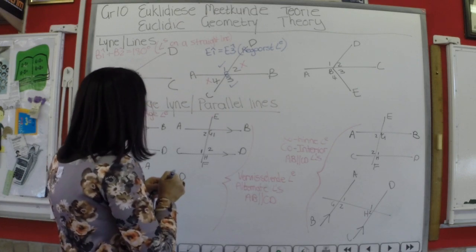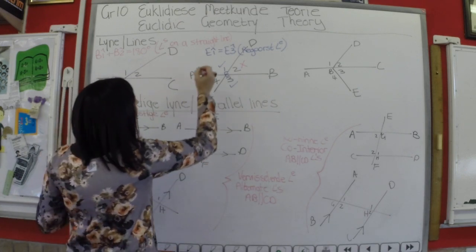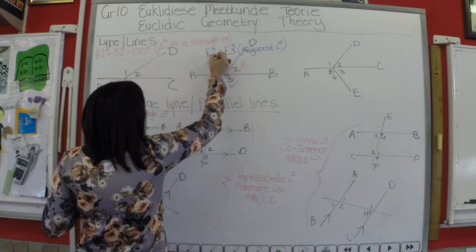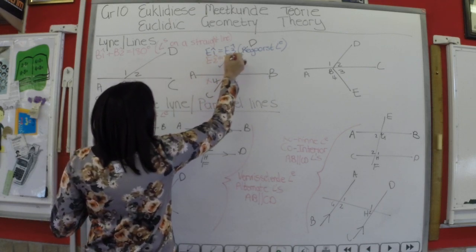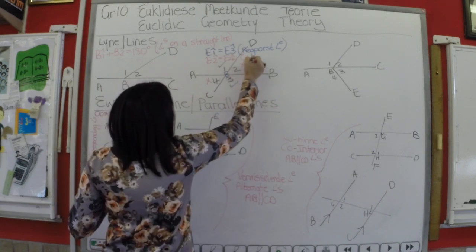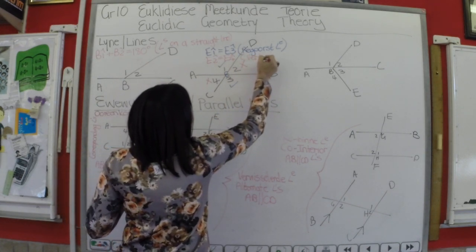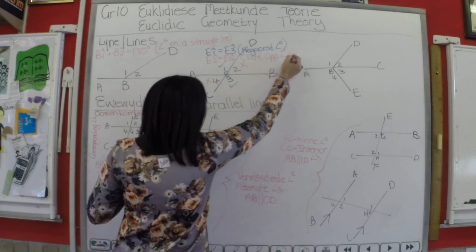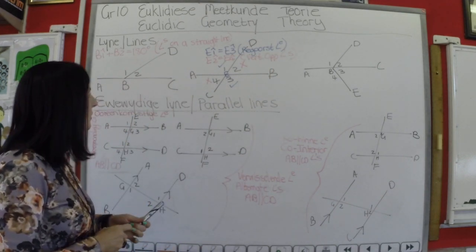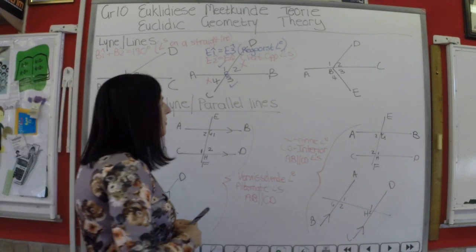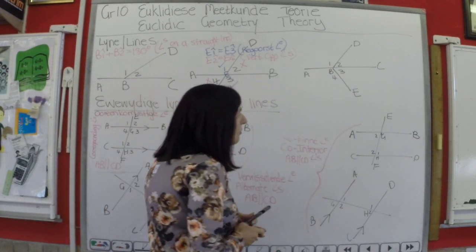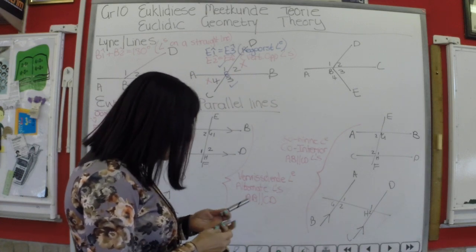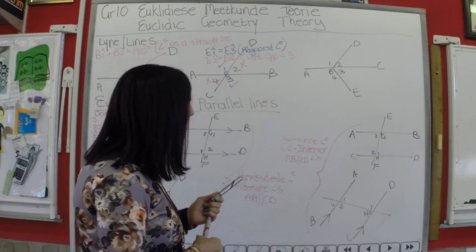Vertically opposite angles, baie belangrik. E2 is ook gelyk aan E4. Hoekom? Vertically opposite angles, baie belangrik. Dit moet ons weet. Dan kom ons met hoeke om 'n punt. Angles around a point forms a revolution.